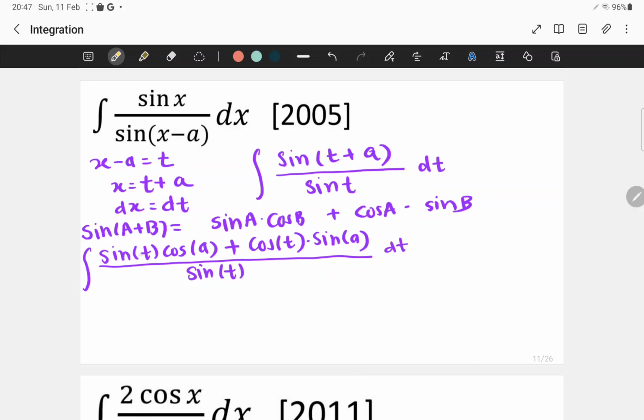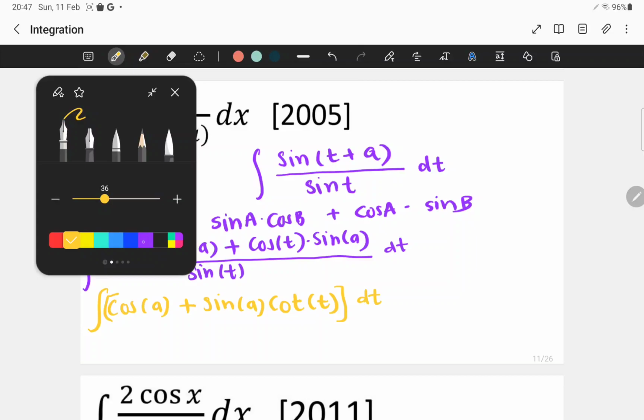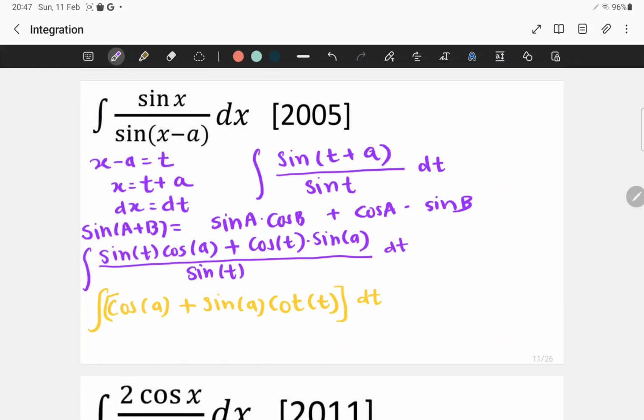So sine t over sine t cancels, we get a constant, plus cos t divided by sine t, we get cot of t. And there is a direct formula for integration of cot t. So we can apply that formula.